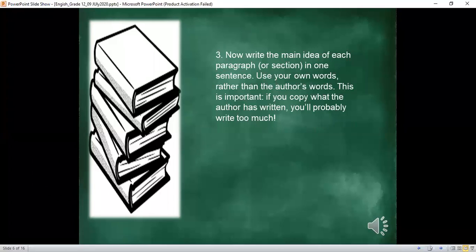Now that you have collected the main ideas, what do you do? You write them down. After identifying, obviously, you write them down. But here's an important one: you don't use the exact words. You don't cut and paste. You are supposed to write these in your own words. The keyword here is your own words. You write using your own words, because that's the main thing.